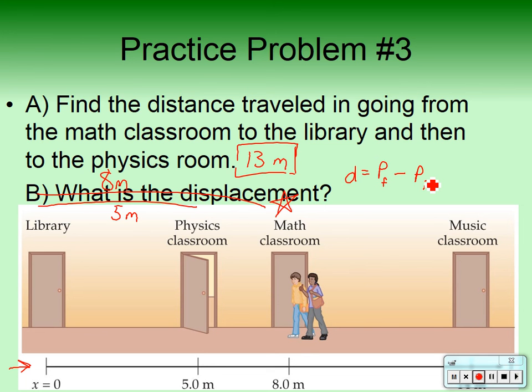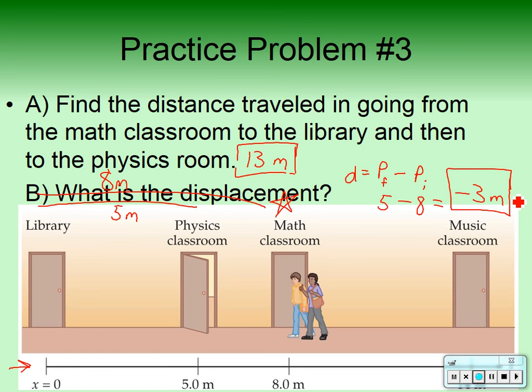What was his position final? Yeah, we ended up in the physics classroom right here, and if you look down, that's 5. So 5 meters was his position final. Minus, what was the position initial? Yeah, initially we started at 8 meters. Well, what's 5 minus 8? That's a negative 3. Negative 3 what? We always got to include the units. A negative 3 meters. Okay?